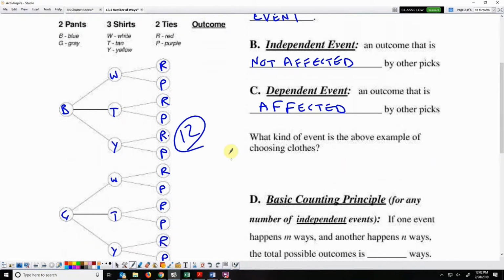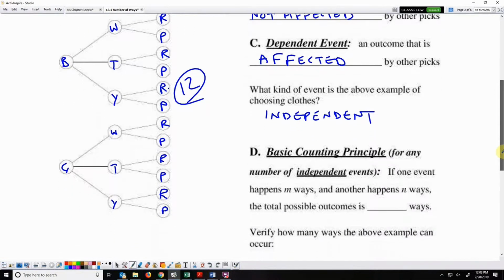Okay? So this is independent. Because the choice of pants did not affect the choice of shirt or the choice of tie. No one choice affected any other choice. So in this case, it is independent.